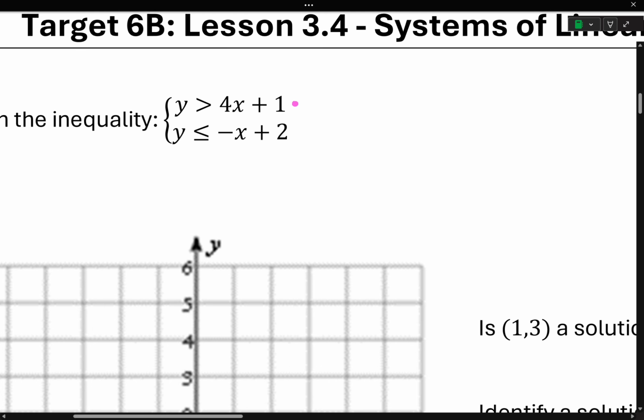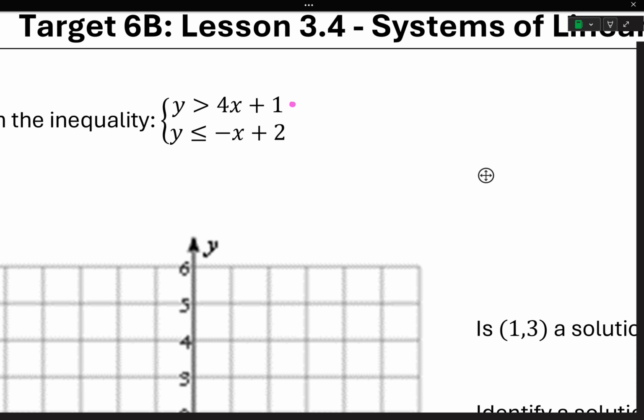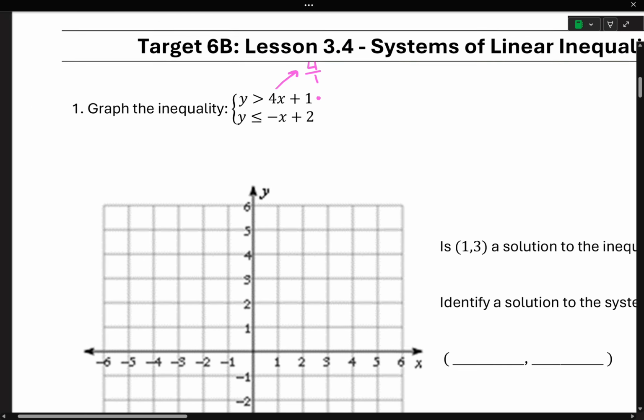I'm going to graph it in pink. Now remember, we have a slope here that's 4, but 4 is really 4 over 1. And our y-intercept is positive 1. All right, I'm going to put a dot on my y-intercept and then follow the slope going up 4 to the right 1.